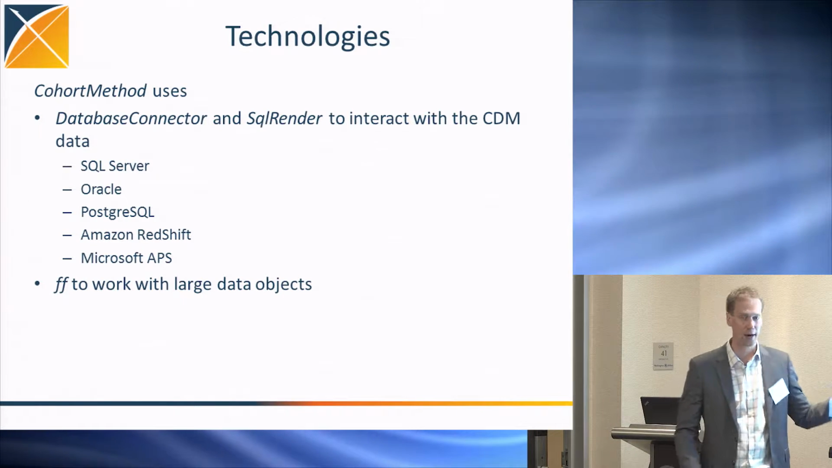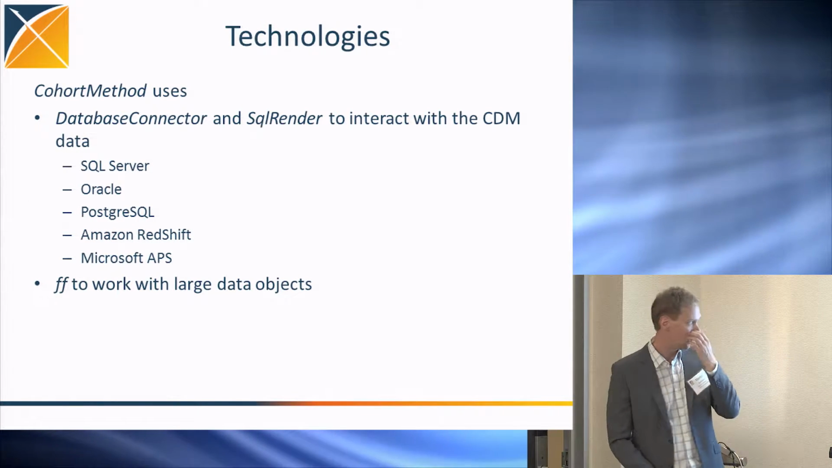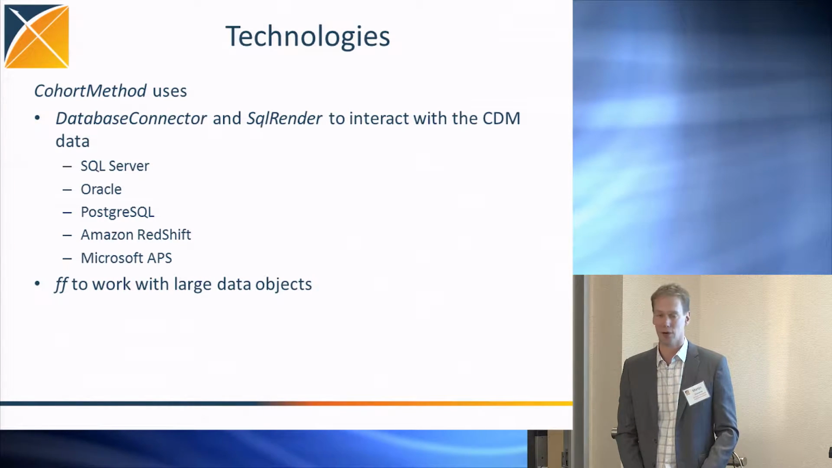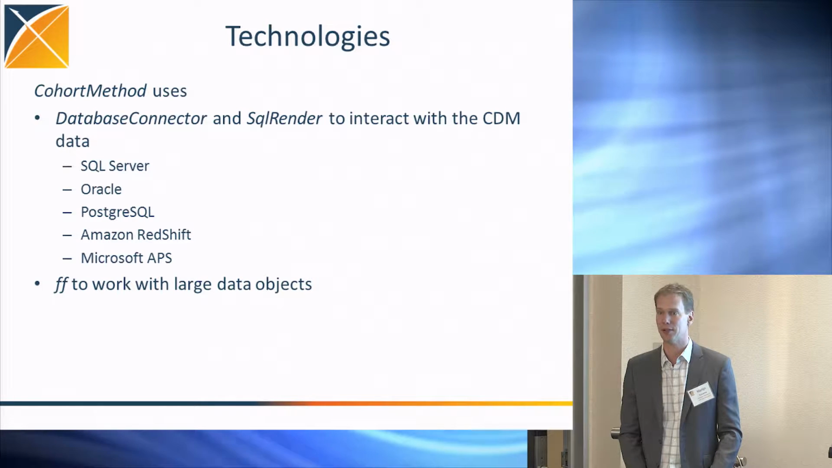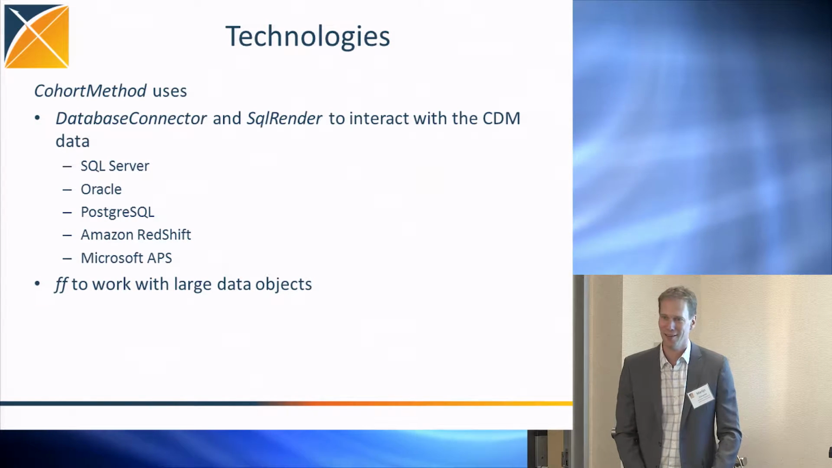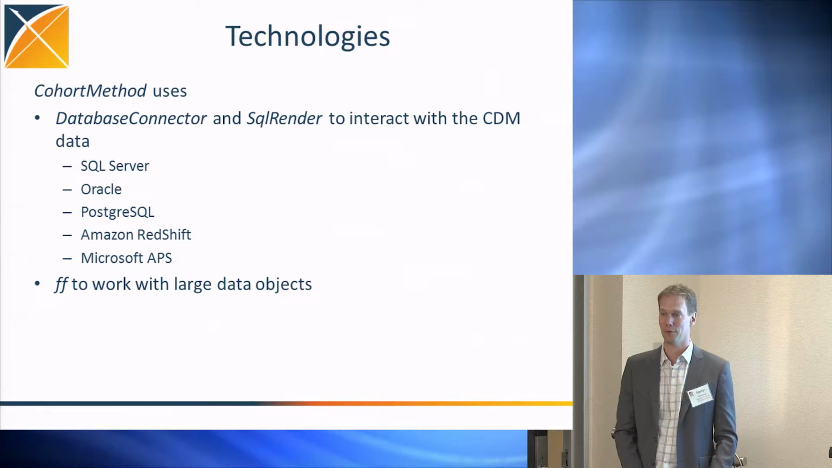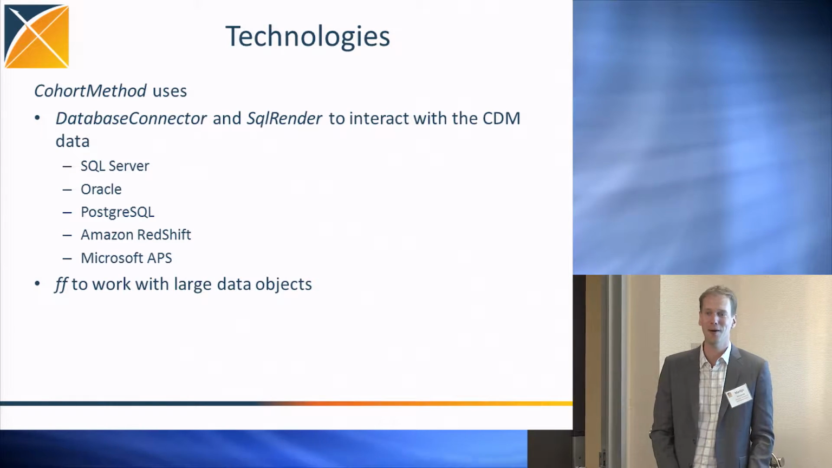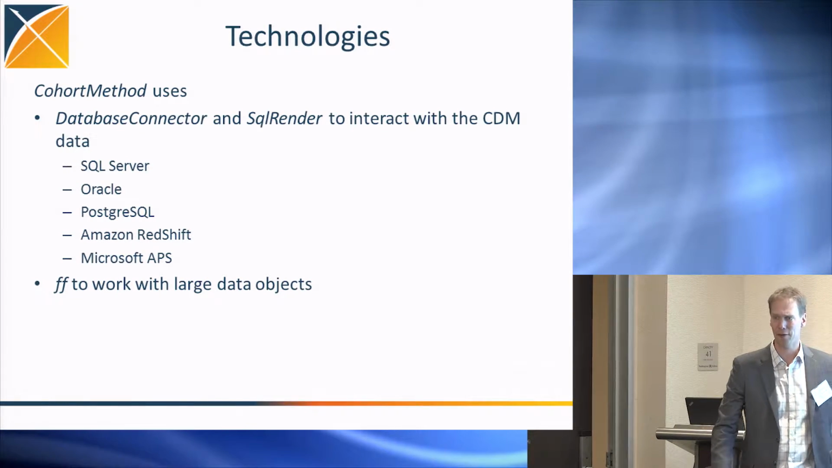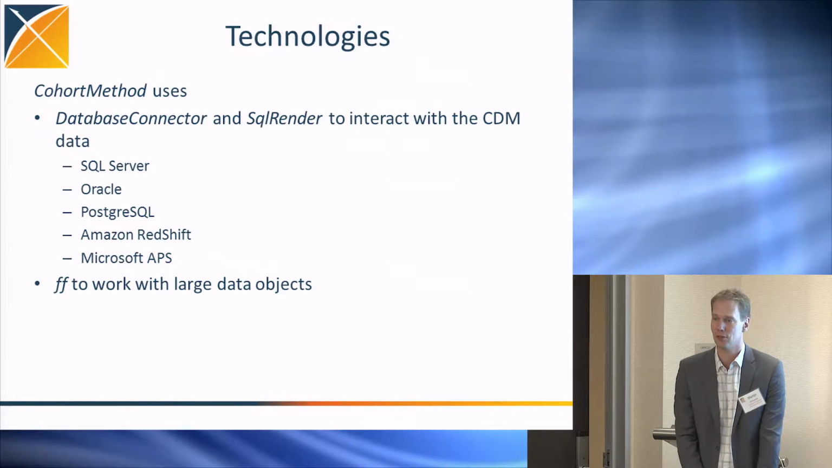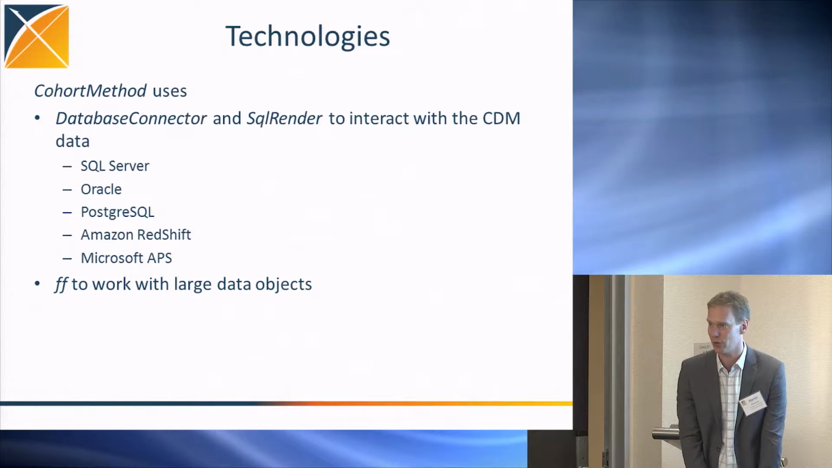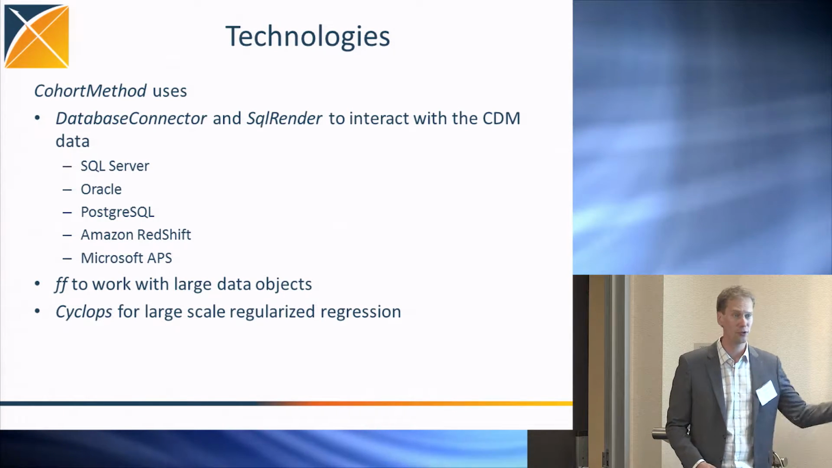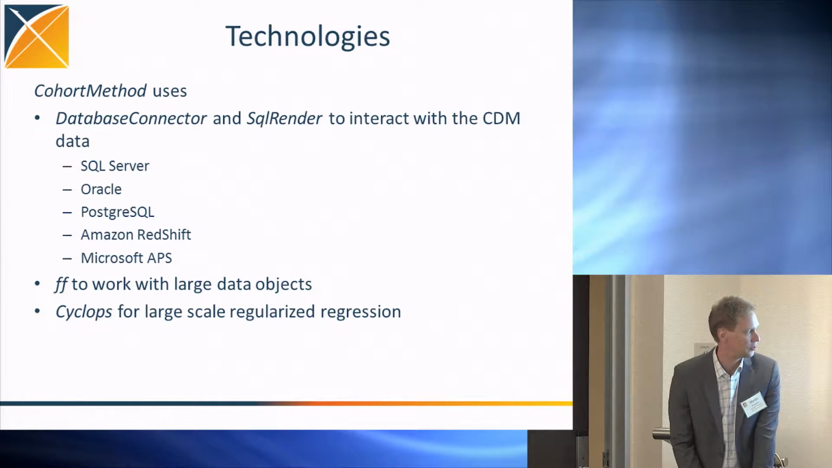We use the ff package, which is actually a third-party package, to handle large data objects. Sometimes, for example, when we construct a large set of covariates, that can be more data than would fit into memory, and R usually doesn't handle that very well. But the ff package basically uses your disk as an extension of your memory, and so we don't have any problem running out of memory space. We use Cyclops for large-scale regularized regressions.